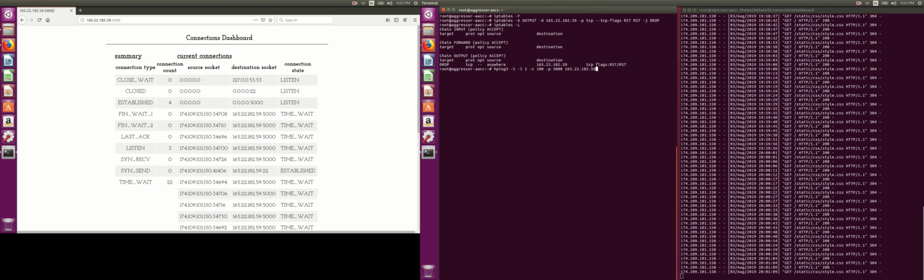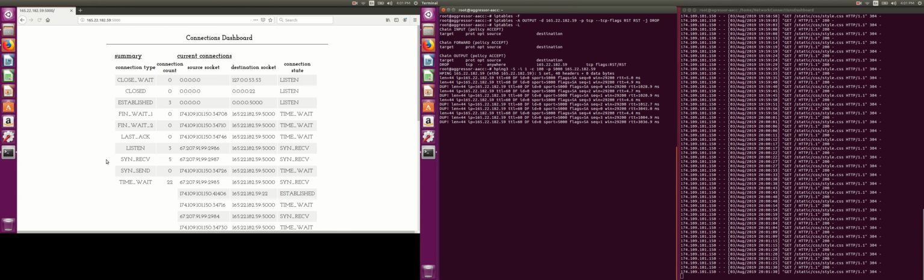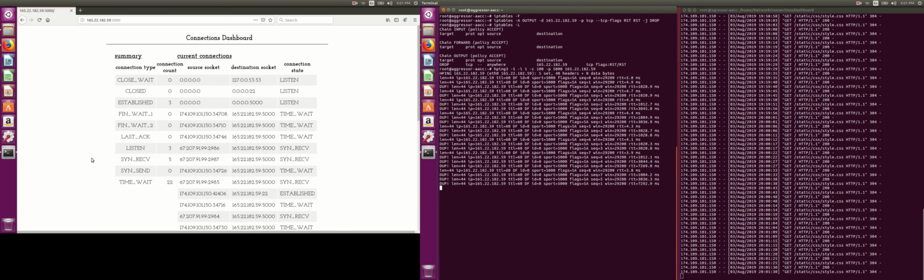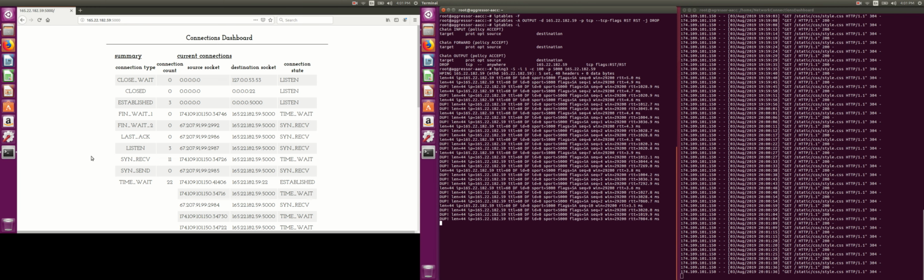hping is how we're going to send SYN. So we have S, which is the SYN flag, i is for interval, count is 100, we're going to send 100, and then the port and then the destination IP. Okay, so let's watch SYN receive. It goes up to 5, 11. Now it's going to keep going up.